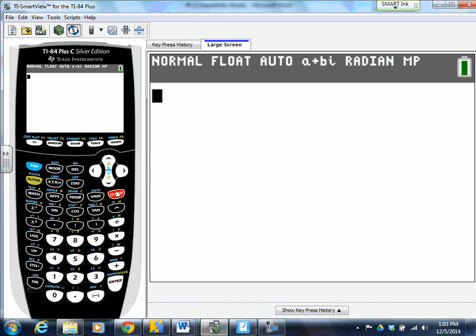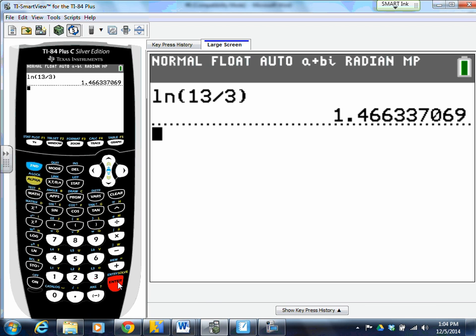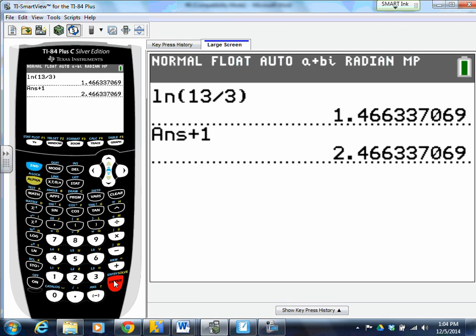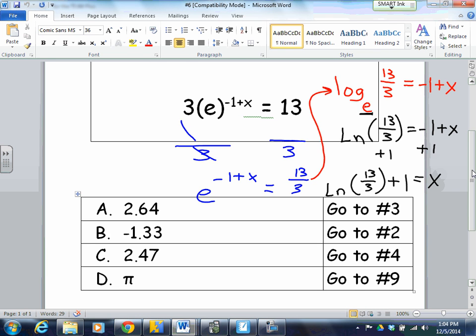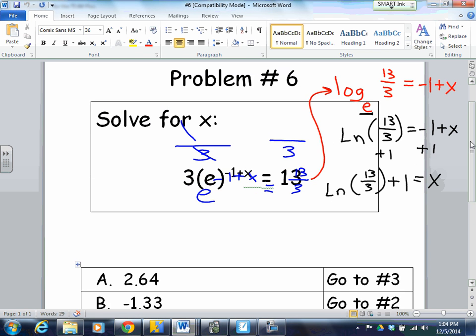Okay, again, natural log 13 over 3. You can either close it up and press equals, or I could have just thrown the plus 1 after the parenthesis there, but I'll just do separate steps here. So we should be looking at about 2.47-ish. I believe we rounded to 2.47 in the options there. So let's take a look, 2.47, yep, so C for that question.